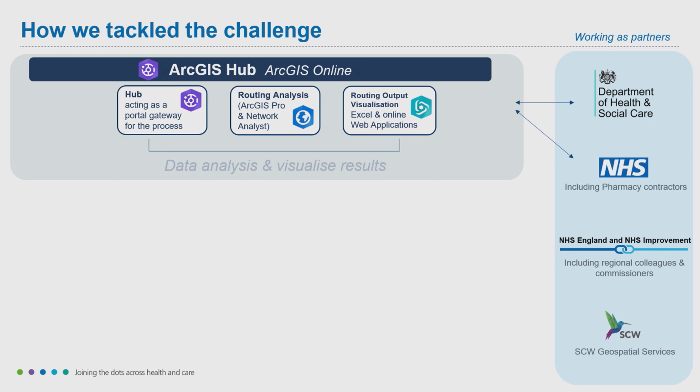Firstly, we had to identify the tools and outputs needed for the job. These were the desktop ArcGIS Pro to create the pharmacy datasets and the actual routing themselves, an ArcGIS Online web application to present the analysis to the customer, and a hub, which we use as a gateway to our tools, but also back to, as we've seen many different partners on this, the NHS England pages, back to the Department of Health and Social Care pages, and so on and so forth.